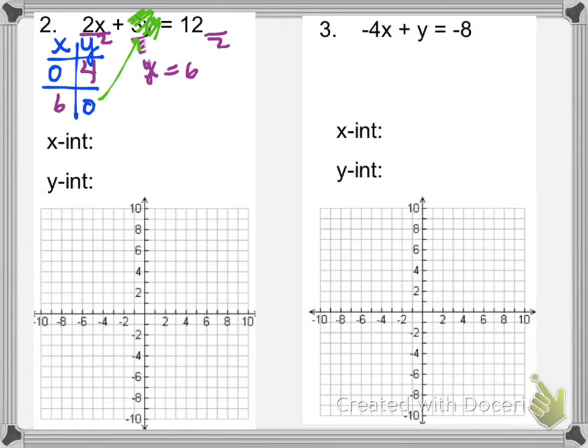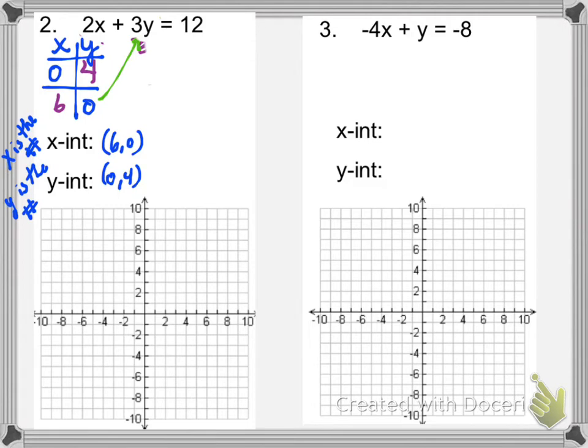So our x-intercept is when x is the number, and our y-intercept is when y is the number. So (0, 4) is the y-intercept, (6, 0) is the x-intercept. Plot each of those points and connect them with a line with arrowheads. Also note, you can easily find the slope by just doing the rise over run and reducing it to negative 2/3.